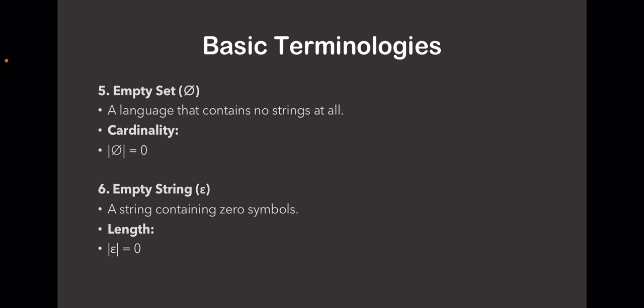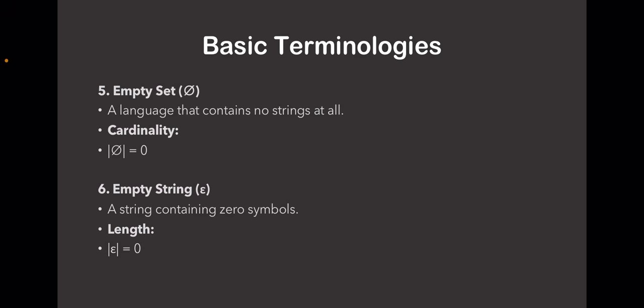The empty set is a language that contains no strings at all. It's denoted by the symbol phi. Here, the size is called the cardinality, which is the number of members a set contains. So it has no members, no elements in it. So it has a cardinality of 0.